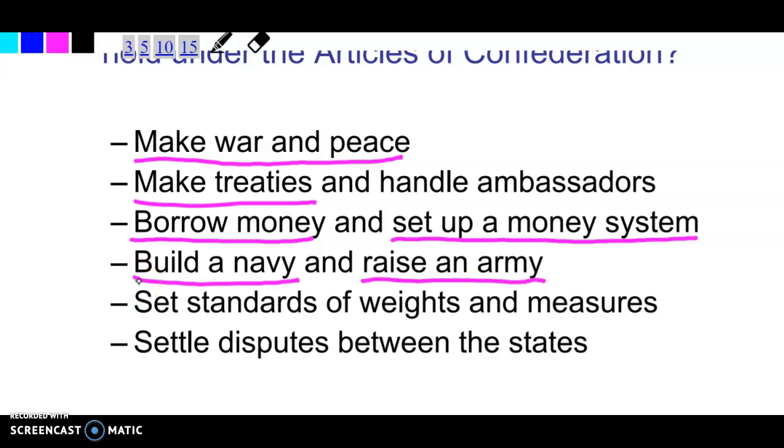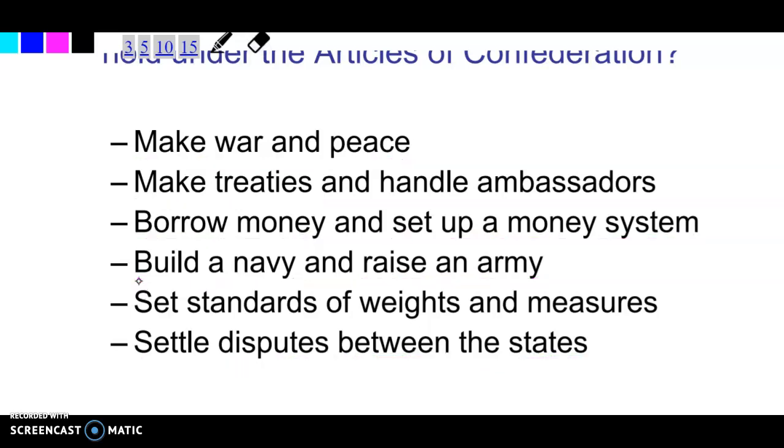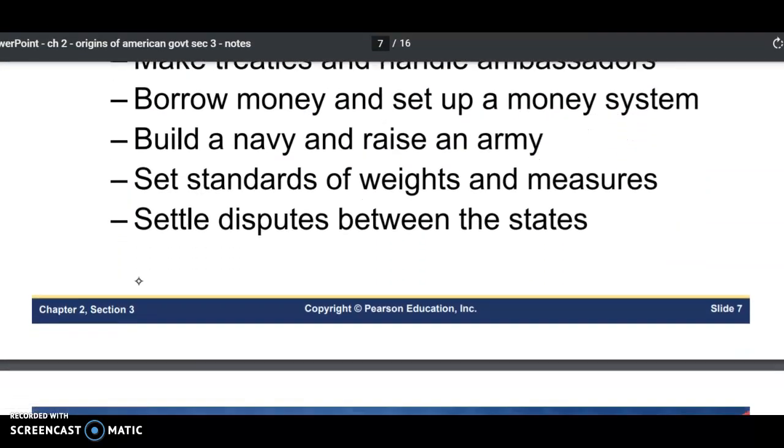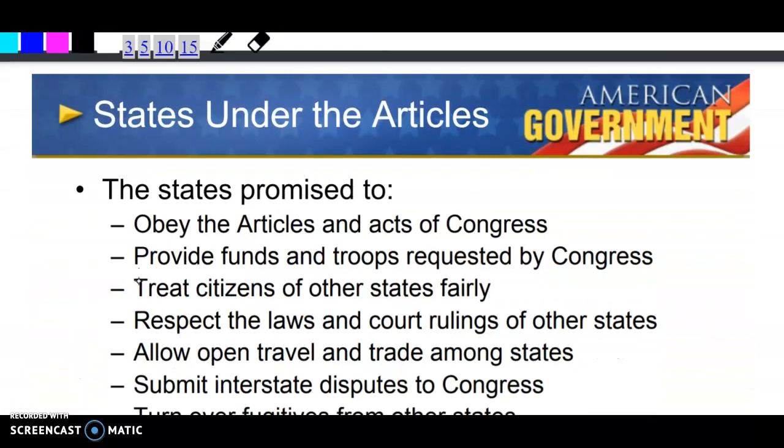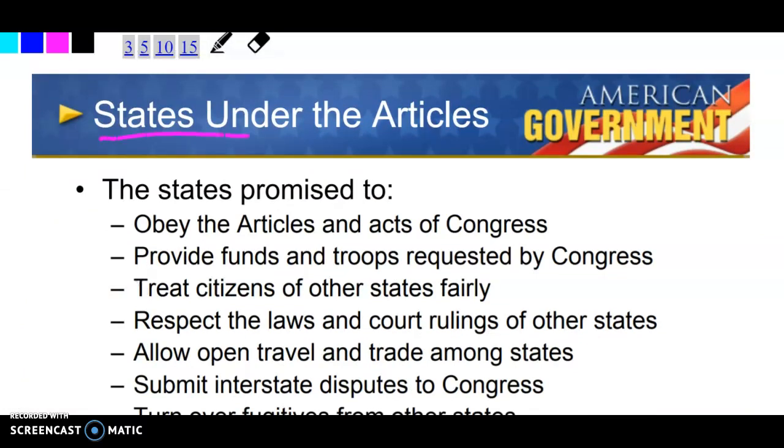They could set standards of weights and measures. And then one of their big jobs was to settle disputes between the states, because the states did not always get along. So Congress would step in to settle any disputes amongst the states. So your next heading, states under the Articles. So this is what the states said they would do under the Articles. This is what they promised to do.